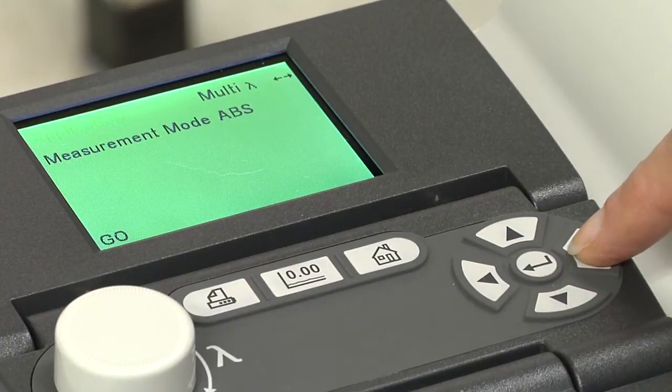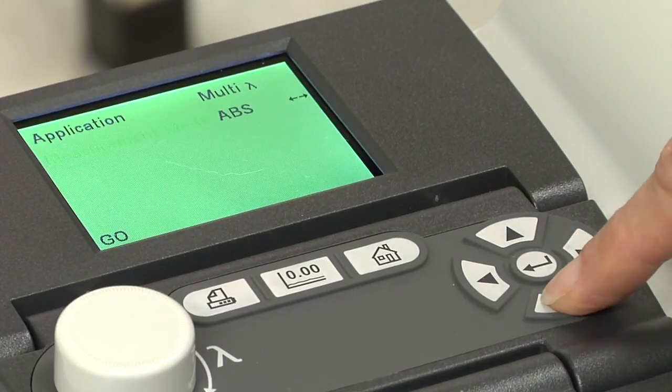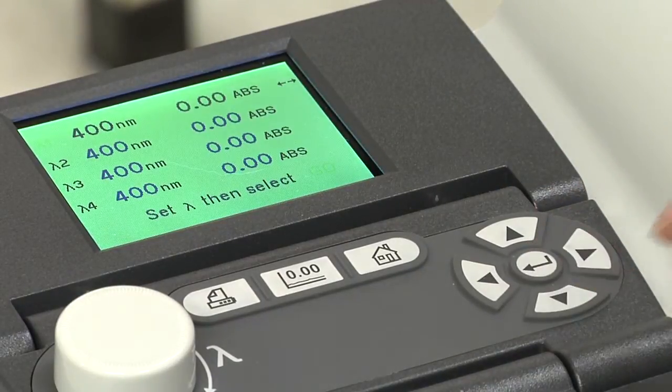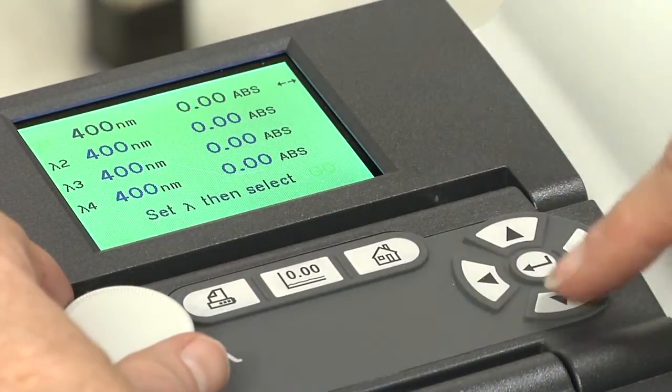Under multi-lambda function, you may compare the absorbance of the solution at 4 different wavelengths. Don't forget to set the baseline with the blank.